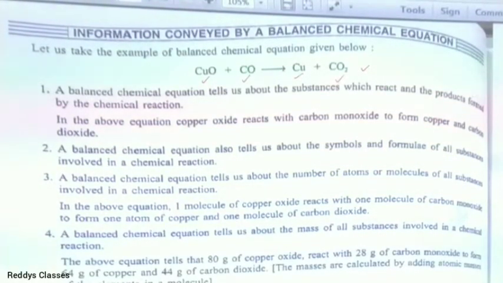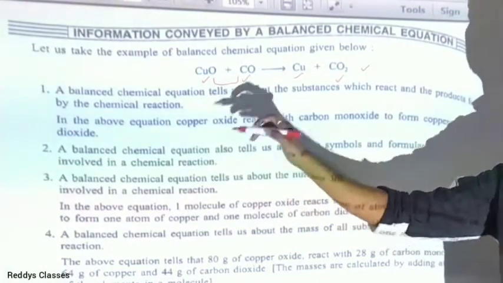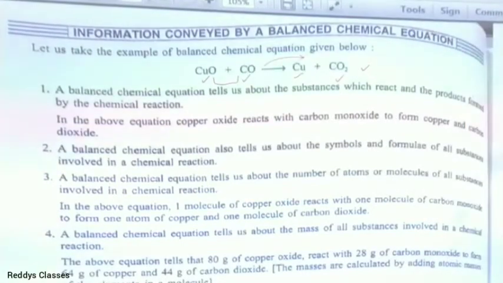A balanced chemical equation tells us about the substances which react and the products formed by the chemical reaction. These reactants react with each other to form their corresponding products. In the above equation, copper oxide reacts with carbon monoxide to form copper and carbon dioxide.